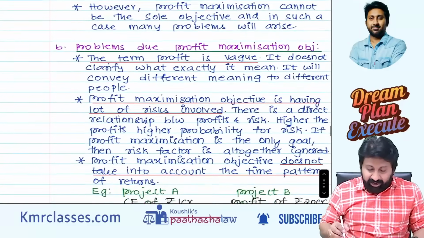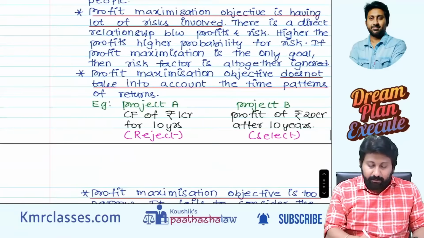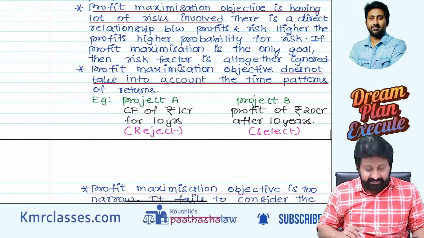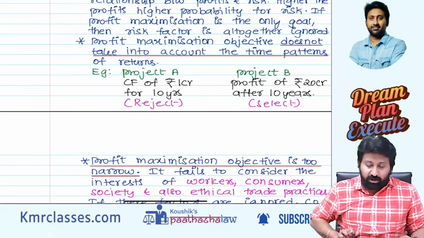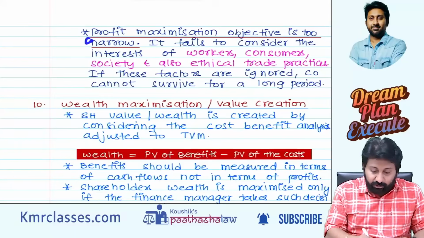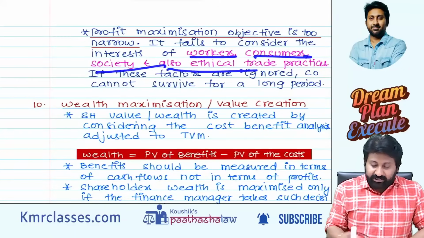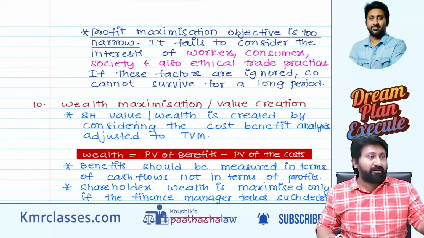So what you need to write in the exam, this underlined content is there. The term profit is vague. Profit maximization will have a lot of risk involved. It does not take into account the time patterns. Profit maximization objective is too narrow an objective. It fails to consider workers, consumers, society, and ethical trade. Profit, profit, profit. That's all.